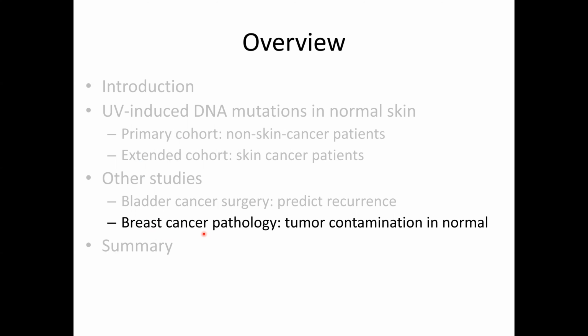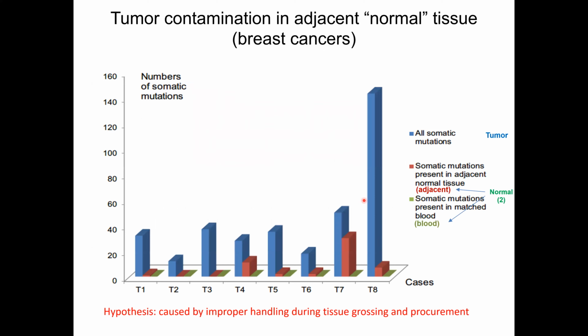Lastly, I'll briefly touch on breast cancer pathology, tumor contamination in normal. So in tumor mutational detection, we always need control samples. In one retrospective analysis, we had 8 breast cancer patients where we sequenced two normals. In addition to tumor, we sequenced the adjacent normal and blood. And you can see a lot of the mutations in the tumor are also detected in the adjacent normal, but none of those were in the blood. So we hypothesized that this could be caused by improper handling during tissue grossing and procurement.